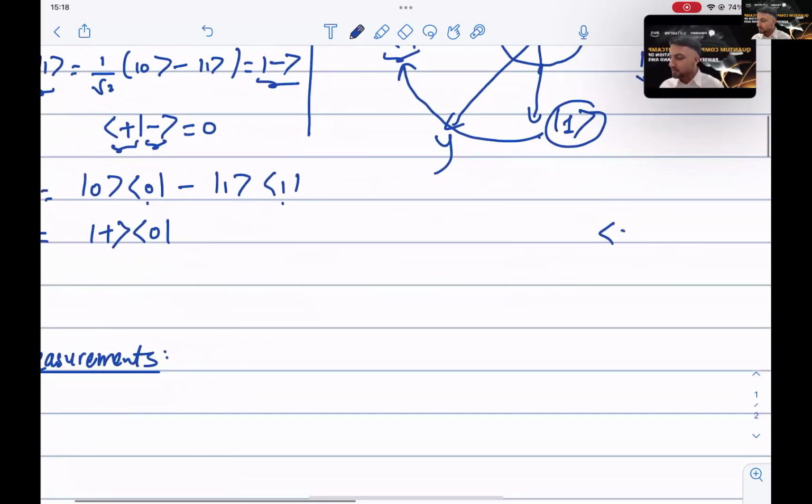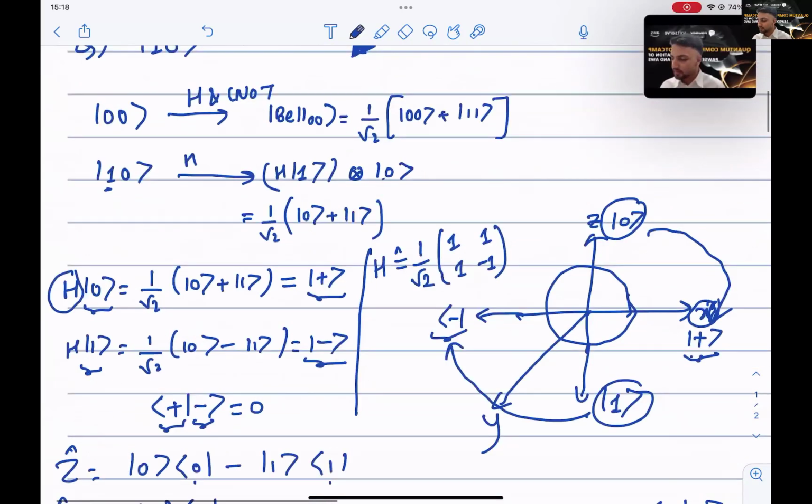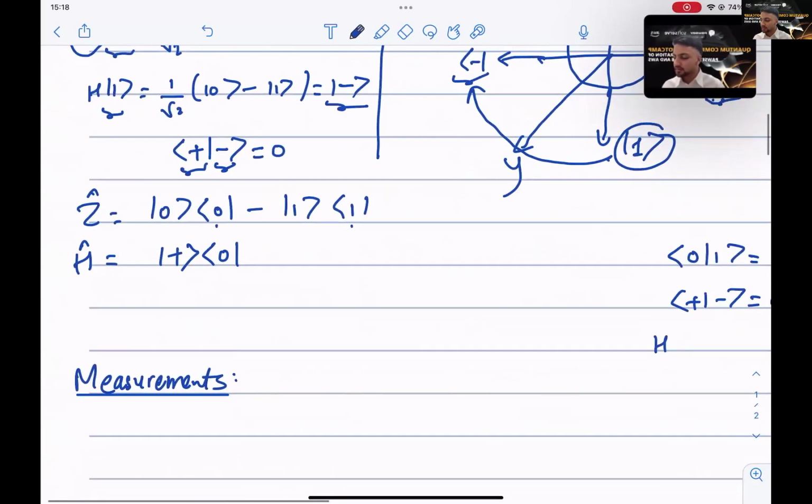So far we know that 0 and 1 are orthogonal. We know that plus and minus are orthogonal. And we know that Hadamard is defined. We have half a definition. So I would really appreciate it if someone could tell me the second term in this Dirac notation form.